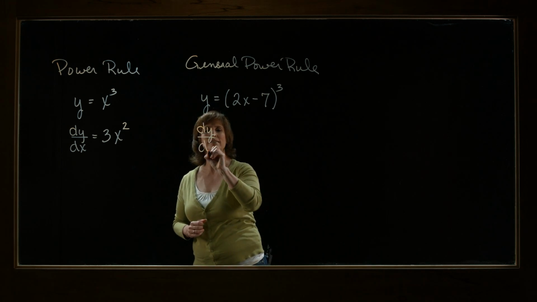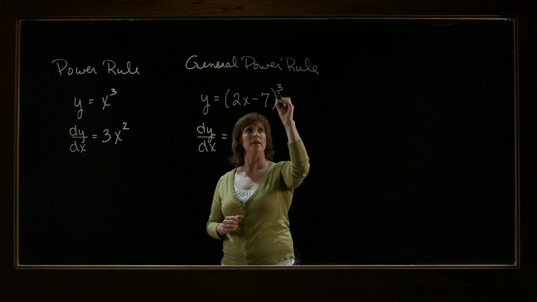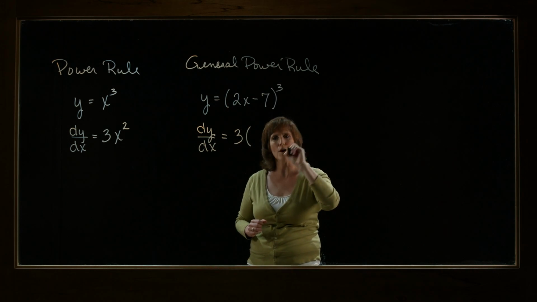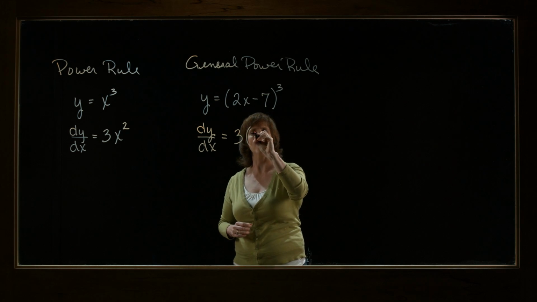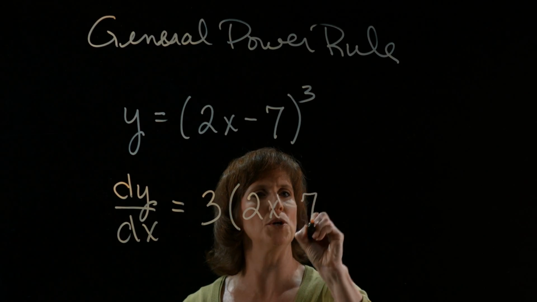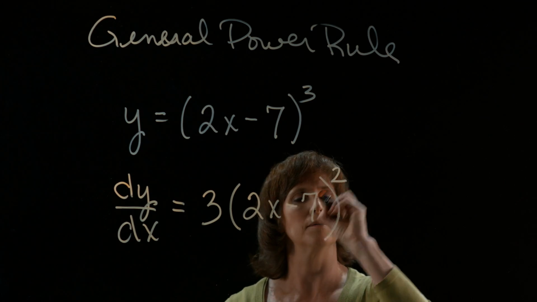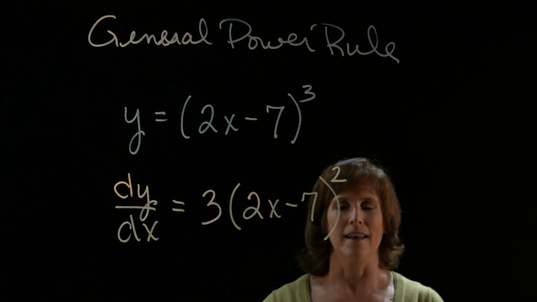So dy/dx is going to be, I'm going to take that 3 and bring it down. 3. And then I copy over the thing that I'm raising to a power. This time it's more complicated. It's a 2x minus 7. And then I subtract 1 from the exponent. Okay? But I'm not done.